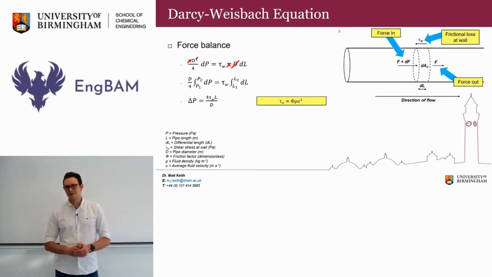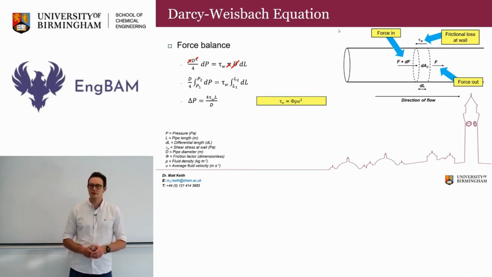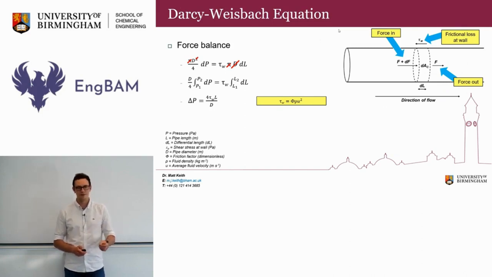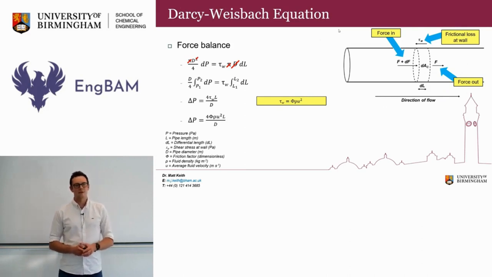Now we need to know an expression for those frictional losses tau W. And we know from various literature values that tau W is equal to our friction factor, or phi, which is that symbol with a circle and a line through it, multiplied by density multiplied by the square of the velocity. So that means we have a final expression for delta P, as shown on the screen here. And the only thing that we don't necessarily know very easily in this expression is our friction factor phi.